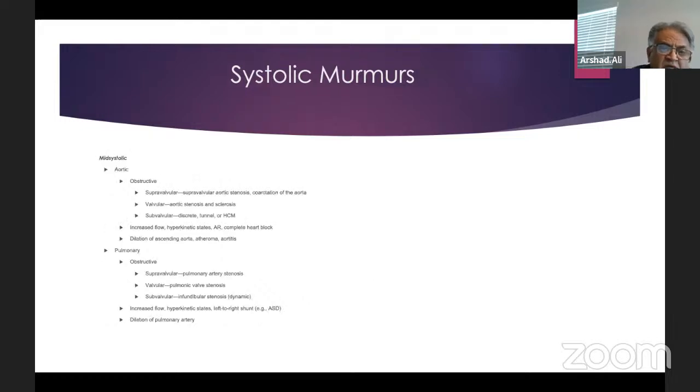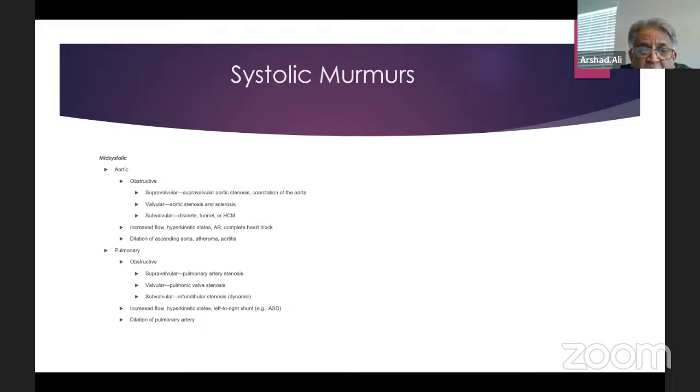Mid-systolic murmur is typically associated with aortic valve disease. Aortic stenosis can be valvular, where the valve itself is thickened, calcified, and narrowed. It can be supravalvular; there usually is some sort of membranous structure just above the valve that creates a physiology of stenosis. Coarctation of the aorta is associated with this type of murmur, and subvalvular stenosis or hypertrophic cardiomyopathy is associated with the mid-systolic murmur.